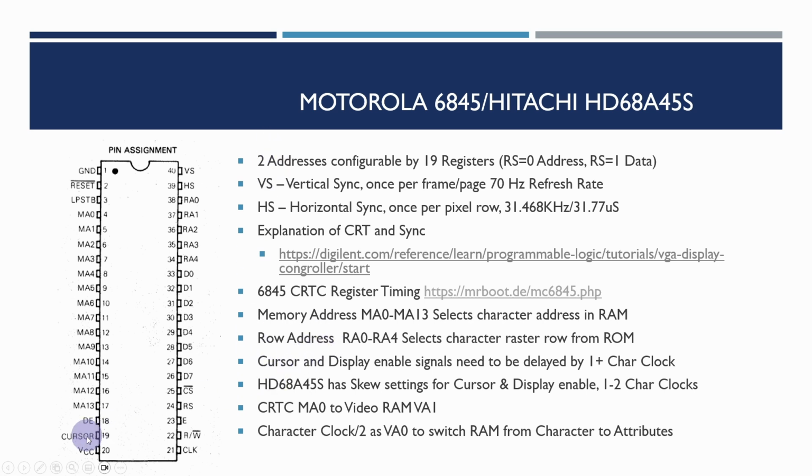The cursor controls when you get the cursor in text mode, normally an underscore underneath the characters, or it can be a whole flashing block. Display enable turns off the video output during the retrace periods, both horizontal and vertical. Now, the address outputs here don't get mapped directly to the video RAM address outputs, in that the MA0 output actually goes to the video address 1. The reason for that is that we need to switch between the character value and the attribute value in text mode, and so we use a character clock value to switch VA0 between the character and attribute.